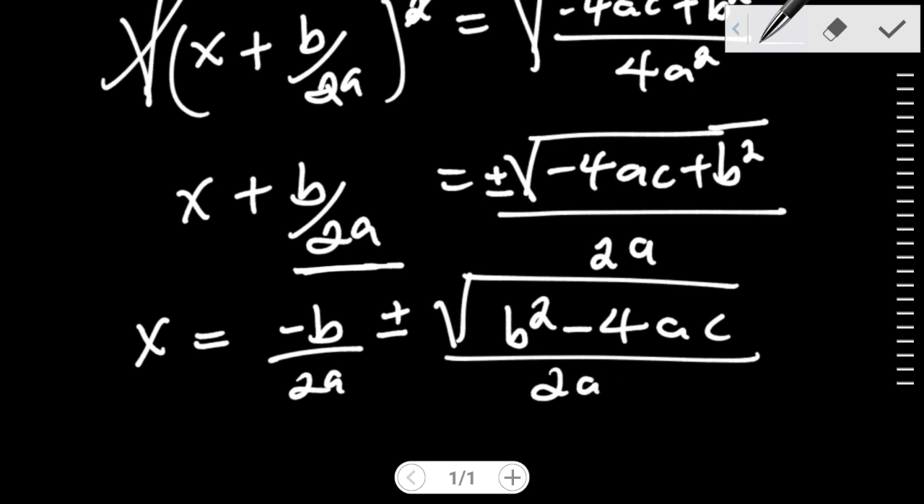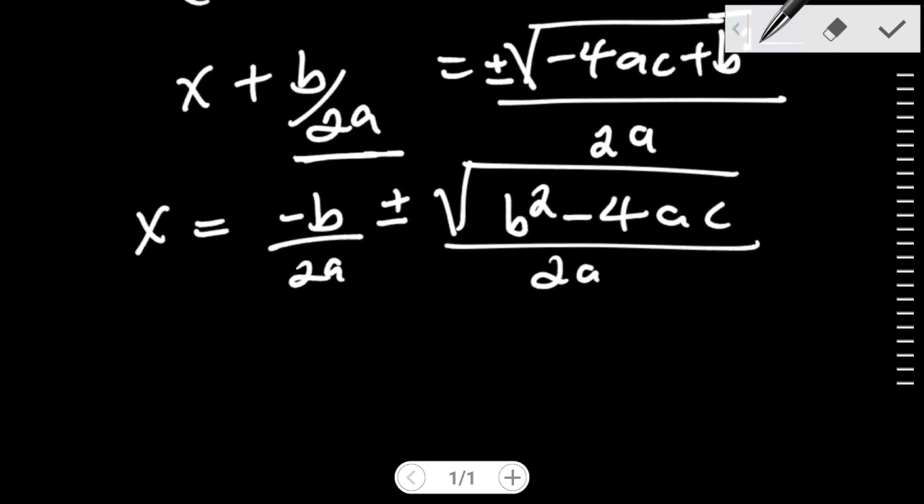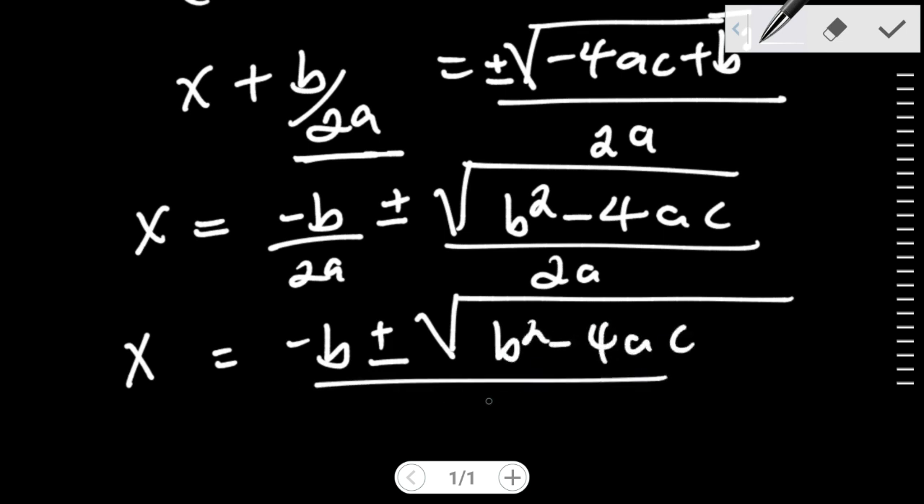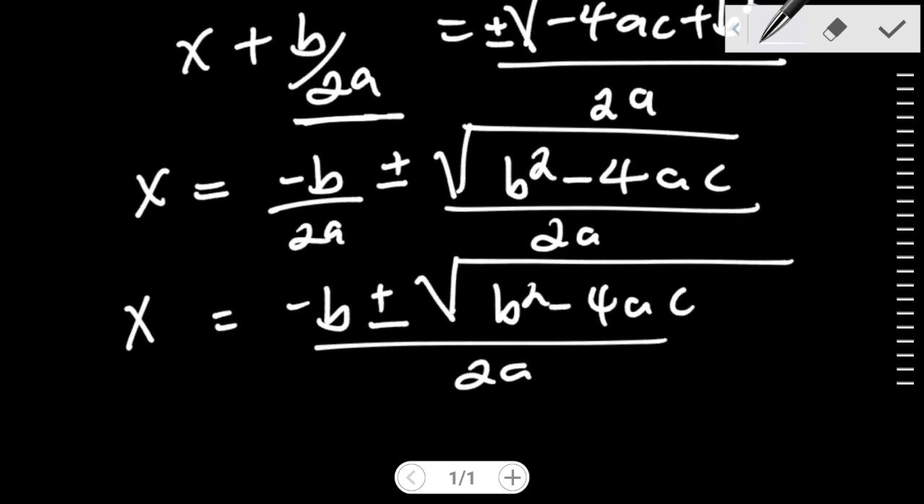2a. Now if we notice here, the LCM is the same, we're having 2a, 2a, and therefore x would be equal to negative b plus or minus a root of b squared minus 4ac all over 2a. So this is how we get the quadratic formula.